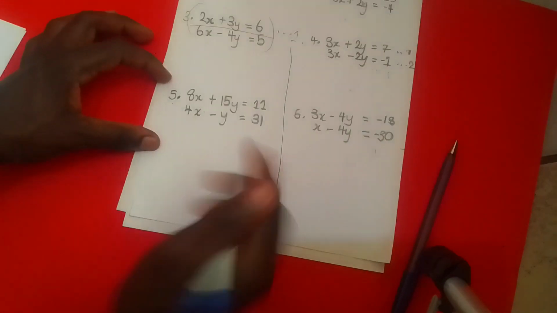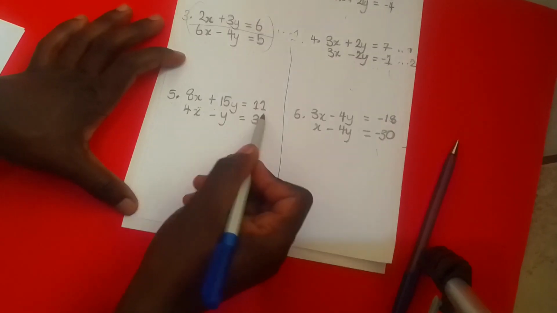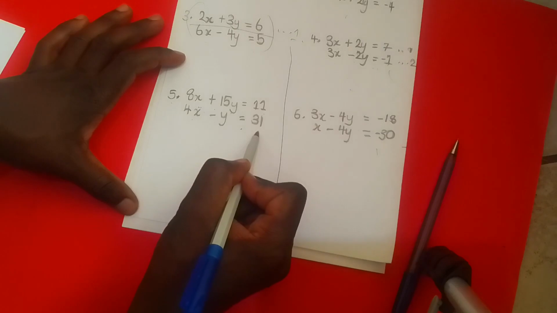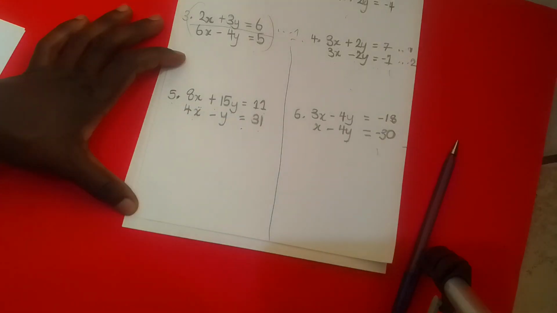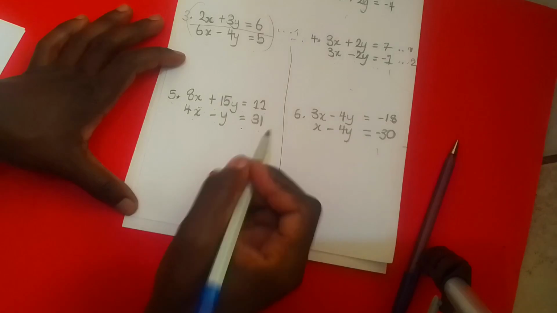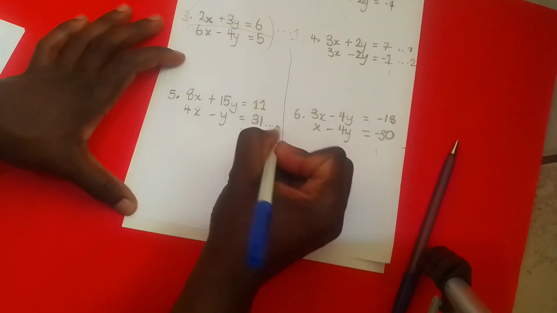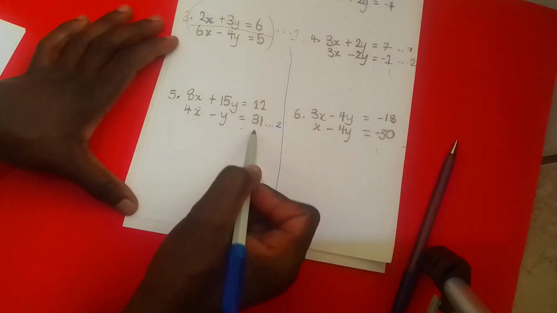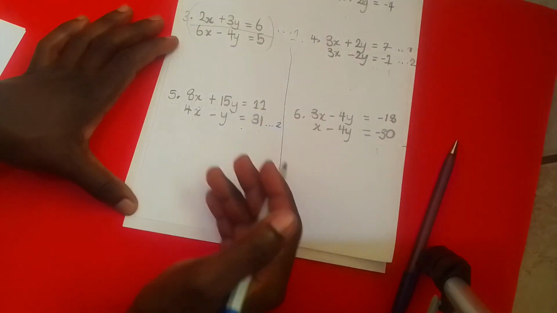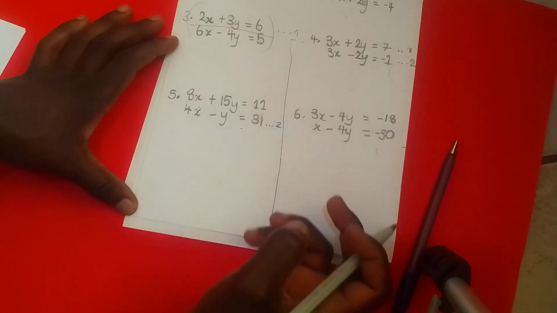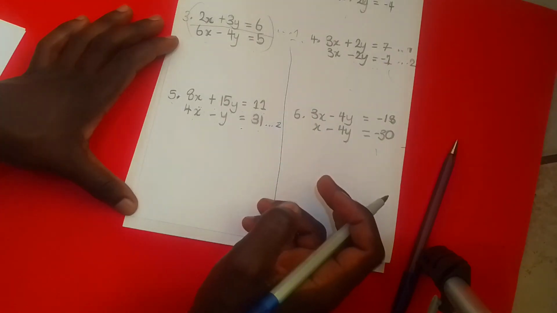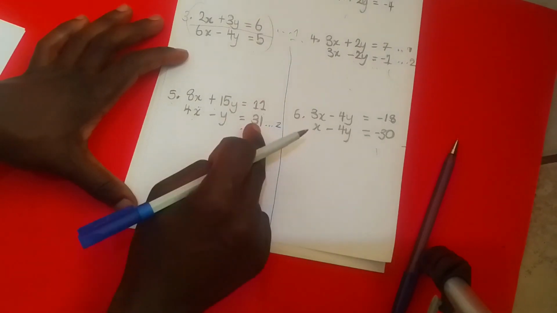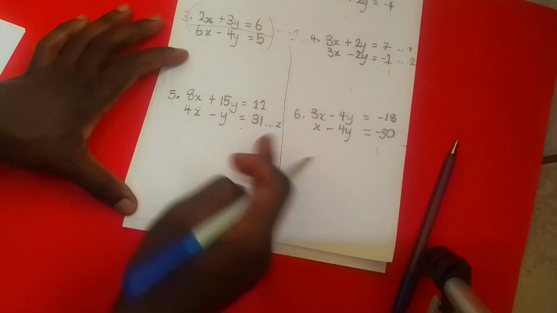So number 5 is saying that 8x plus 15y is equal to 11, and 4x minus y is equal to 31. And so let's make x the subject of the formula. In this instance, let's use equation 2. When you're using the substitution method, you can choose any equation you want and make a single variable the subject of the formula, so that you can substitute it in the other equation. So in short, you can choose either equation 1 or equation 2, and make x or y the subject of the formula.